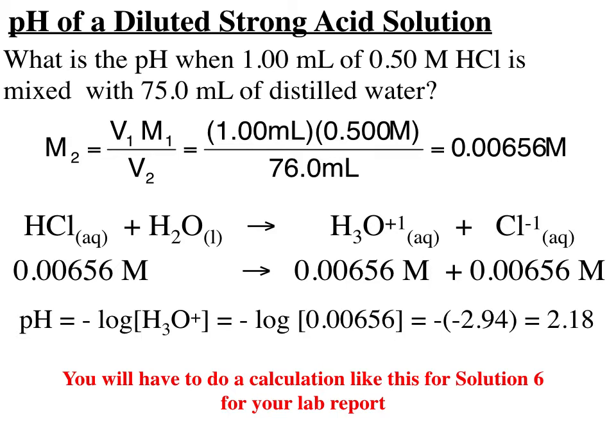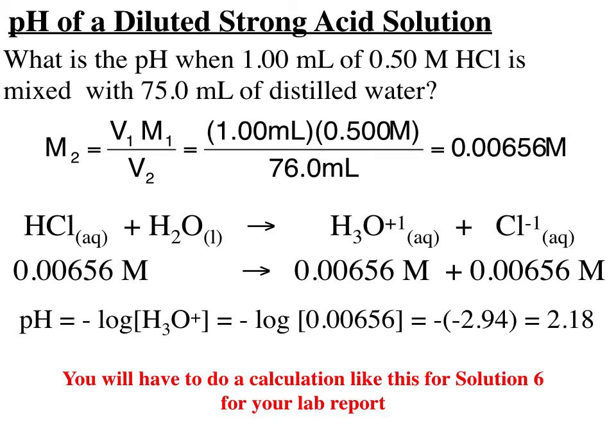That is 0.00656 molar. Now I'm assuming that this HCl has completely dissociated. I'm writing this in the form that you see below, showing complete dissociation. HCl is a strong acid, and strong acids undergo complete dissociation. We had talked about that in our previous discussions.